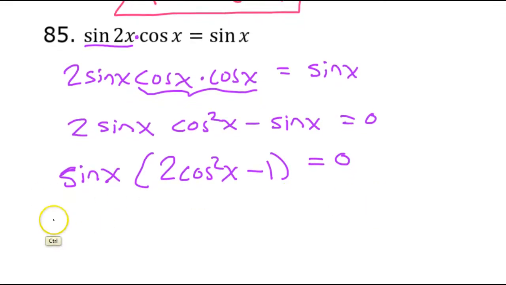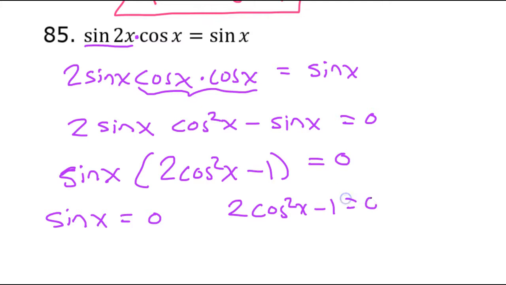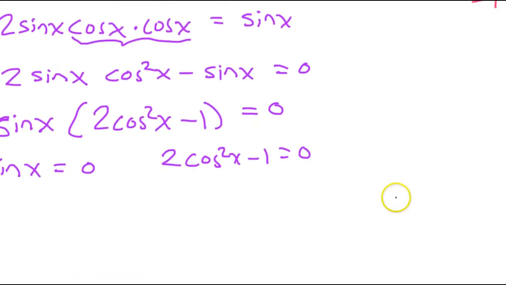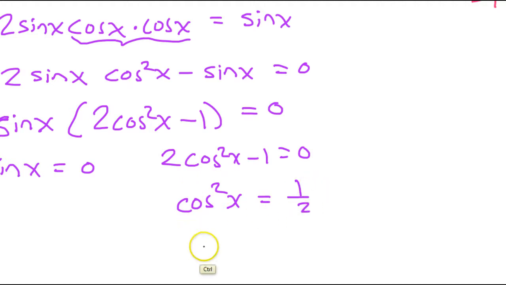So using the zero product property, I will set each one of these equal to 0. Okay, now working this 1 on the right, I'm going to add 1 and divide by 2. So that's going to give me cosine squared x is equal to 1/2. Now I need to take the square root of both sides. So that's going to give me cosine of x is equal to, please don't forget your plus or minus, 1 over radical 2.